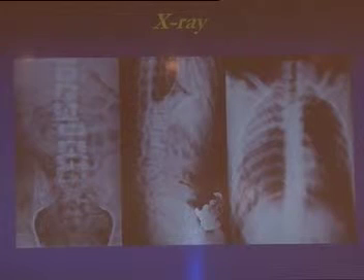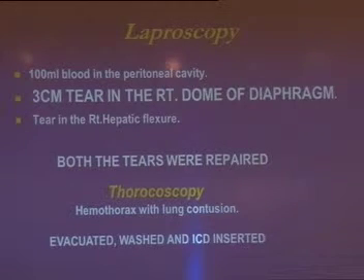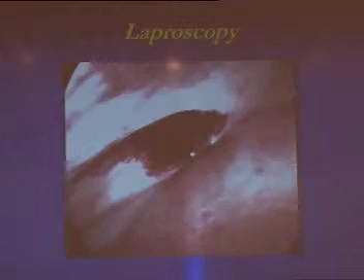This was the initial skeletal survey, which showed a very unstable spine fracture, and if you see his chest X-ray, he has multiple rib fractures. We did an ultrasound and found free gas in the abdomen, so we did a laparoscopy and found 100 ml of blood in the peritoneal cavity with a 3 cm tear in the right dome of the diaphragm. The tear was in the right hepatic flexure. Both tears were repaired, and thoracoscopy was also performed, and hemothorax with lung contusion was found. The blood was evacuated, washed, and an ICD was inserted.